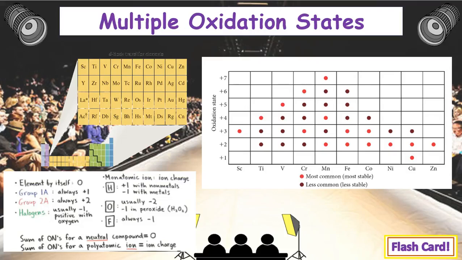Like their atomic and physical properties, the chemical properties of transition elements are very different from those of the main group elements. One being that transition metals have multiple oxidation states versus just one or two like we see with our main group elements, okay? So what are oxidation states and their rules?